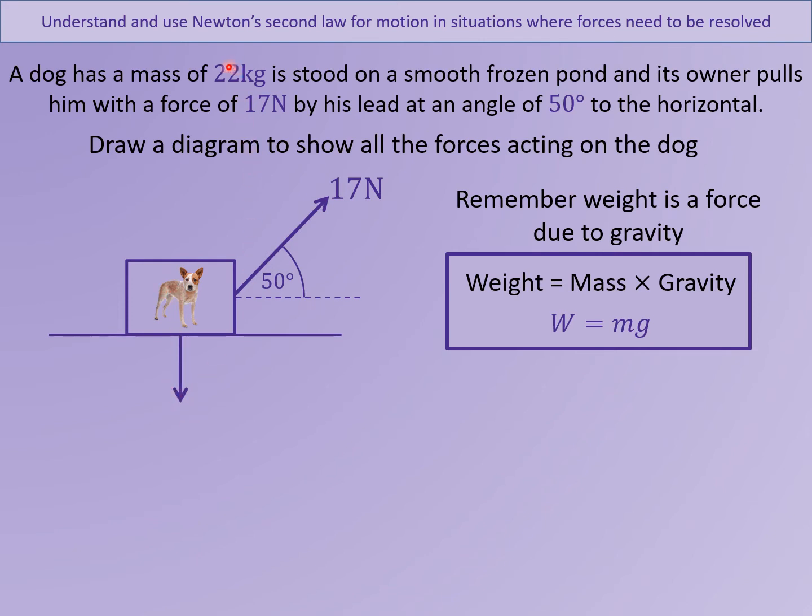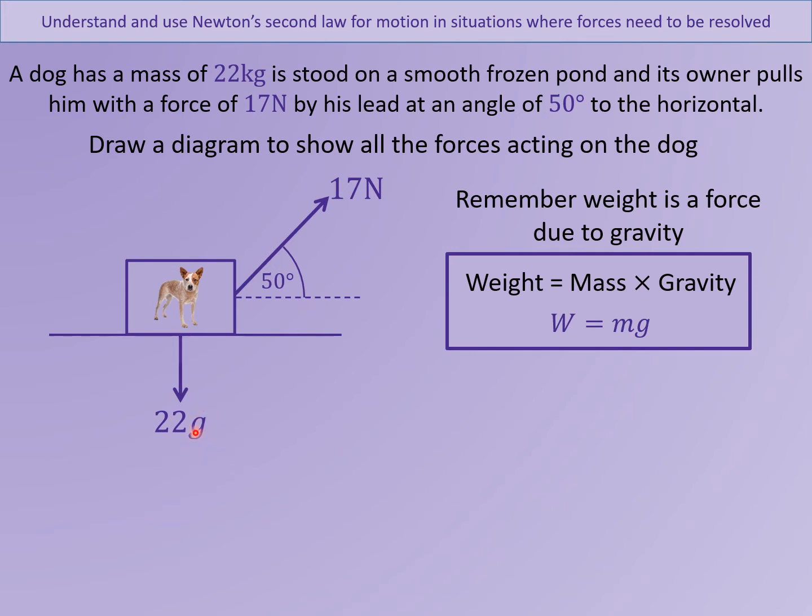If it's got a mass of 22 kilograms, it's going to have a weight of 22 times gravity, and we'll write that as 22 G. Now 22 G is not 22 grams, be careful. It's 22 times whatever gravity is.